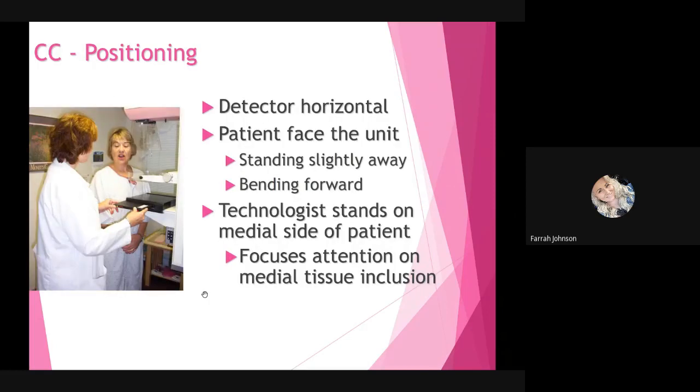So the detector is going to be horizontal to the patient. The patient is going to face the unit, standing slightly away, and you want them to bend forward onto your detector. The technologist is going to stand on the medial side of the patient, and you want to focus your attention on the medial tissue inclusion, meaning that you want to bring in as much of that medial breast as you possibly can, because you already know that you're going to get a majority of your lateral breast tissue on the MLO.